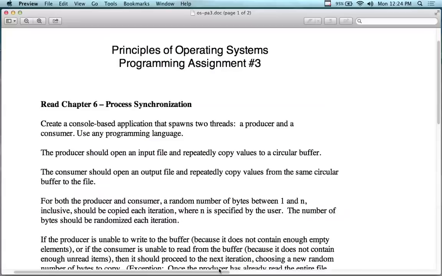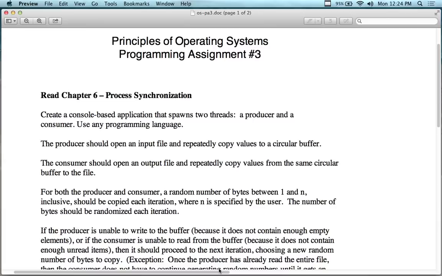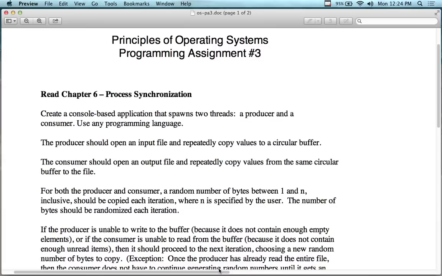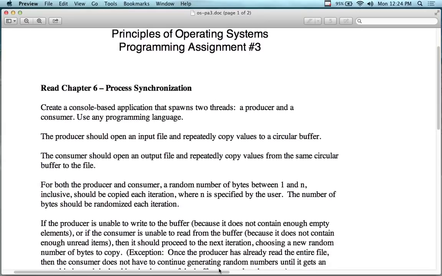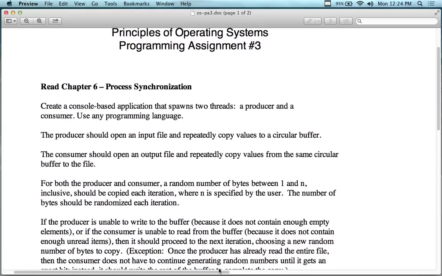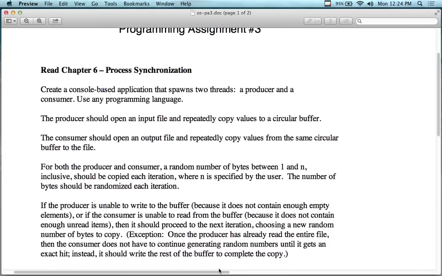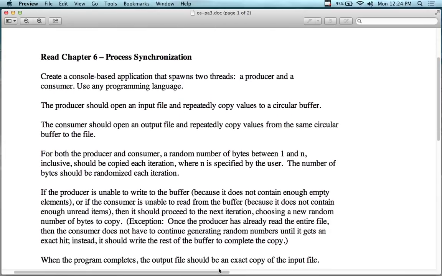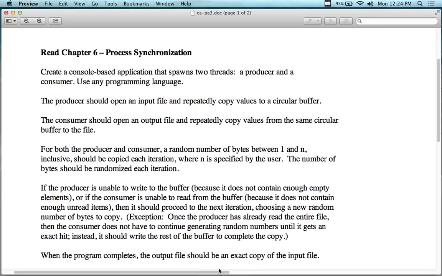But assignment number three, I'll spend a few minutes on this one too, is from chapter six. It's on process synchronization. Remember the IPC stuff we just finished? That's the content that you needed for this assignment. So you're going to create a console-based application, one that works with just a regular prompt, no GUI, that creates two threads, a producer and a consumer, in any programming language that you want. I do it in Java, actually. The producer opens up a file and repeatedly copies values to a circular buffer. So we're going to do a cp, or copy command. Copy one file from one location, put it into another location. You can actually accomplish this. This one is not a simulation. You can actually do this one.